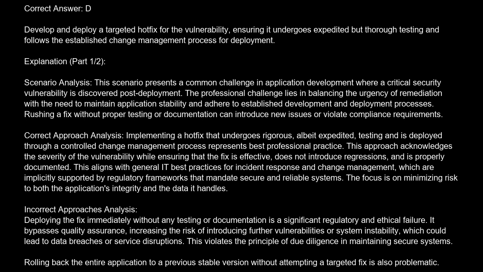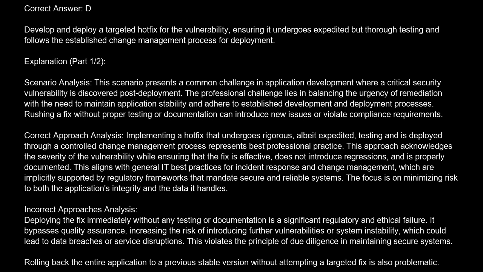The professional challenge lies in balancing the urgency of remediation with the need to maintain application stability and adhere to established development and deployment processes. Rushing a fix without proper testing or documentation can introduce new issues or violate compliance requirements. Correct approach analysis. Implementing a hotfix that undergoes rigorous, albeit expedited, testing and is deployed through a controlled change management process represents best professional practice.